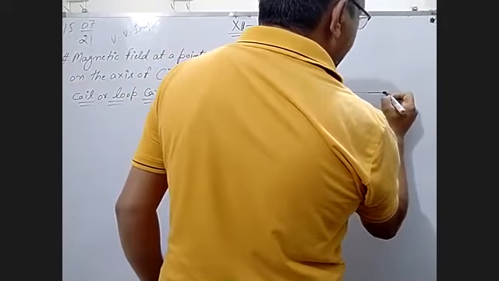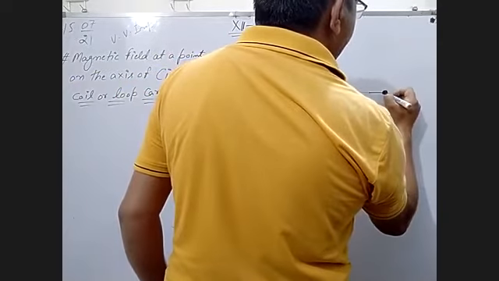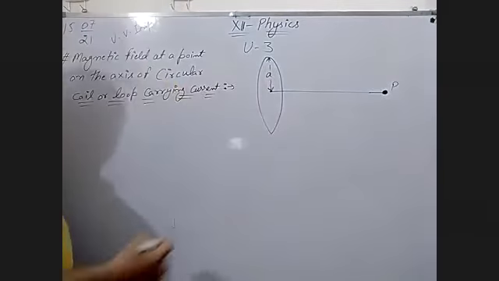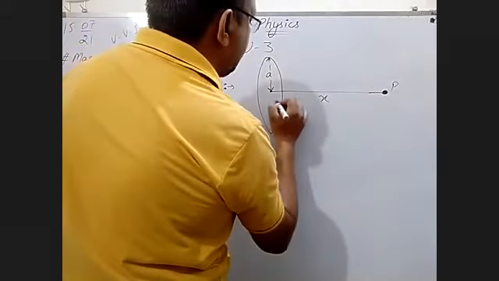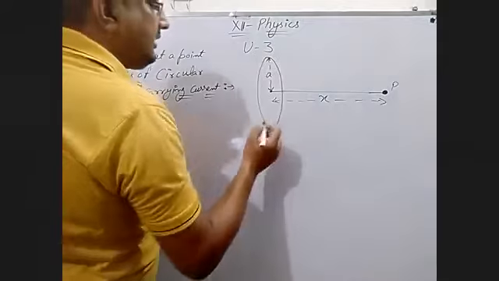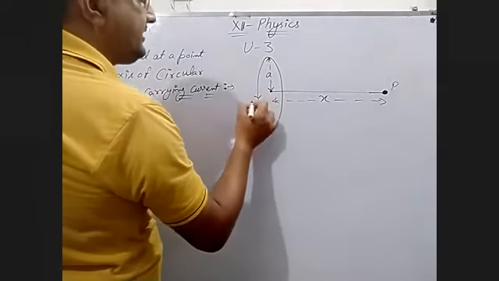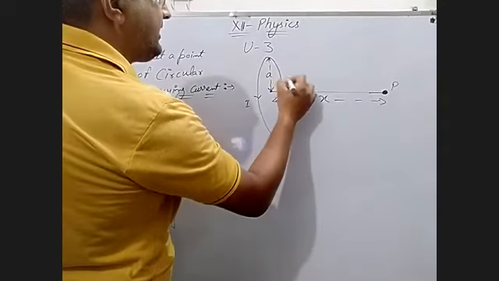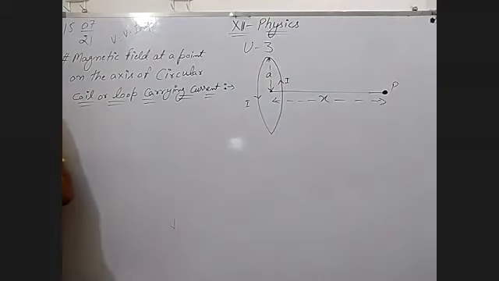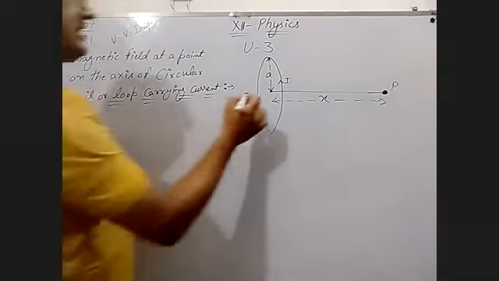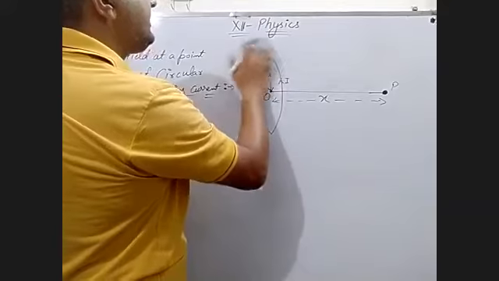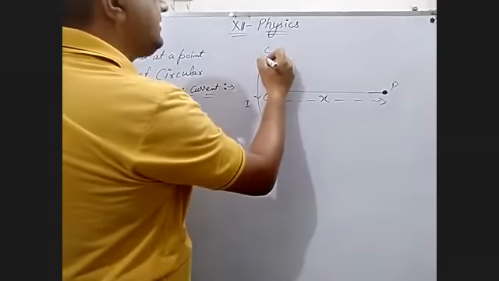Suppose on its axis there is a point where you have to determine the magnetic field. Okay, this is the point at a distance x from the center of this circle, and this circle is carrying current I. Current I is moving in this circular coil in this way. Let us take its center O, and suppose this is the point C.